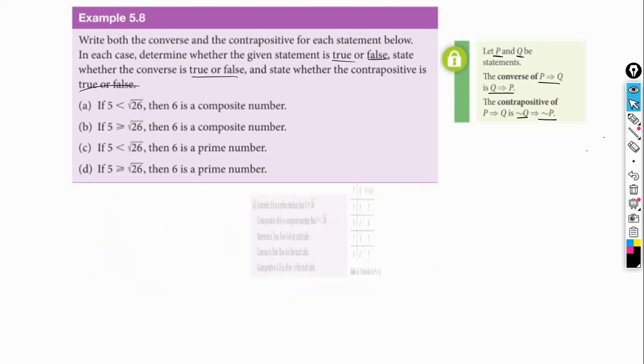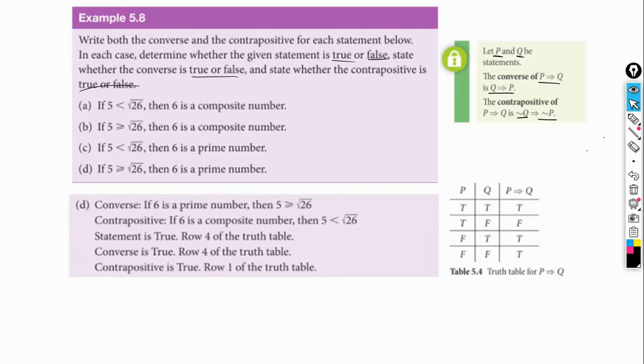And then last but not least is letter D. And it says, if 5 is greater than or equal to the square root of 26, which is a false statement, then 6 is a prime number, also a false statement. So the converse would be, if 6 is a prime number, false, then 5 is greater than or equal to the square root of 26, false as well. The contrapositive would then be, if 6 is a composite number, which is true, then 5 is less than the square root of 26, which is true.